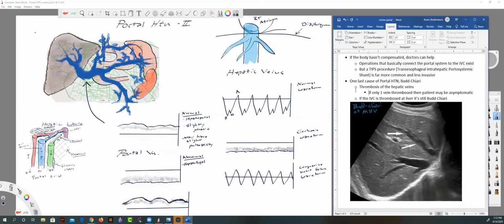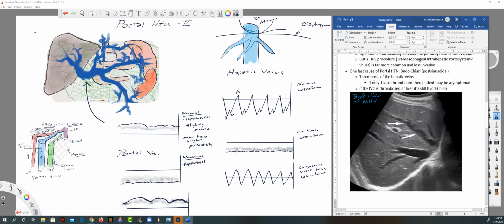One last cause of portal hypertension, post-sinusoidal. So of the post-sinusoidals, Budd-Chiari is pretty much by far the most common. I'm going to mention today also congestive heart failure. But that, anyway. Thrombosis of the hepatic veins or the IVC.